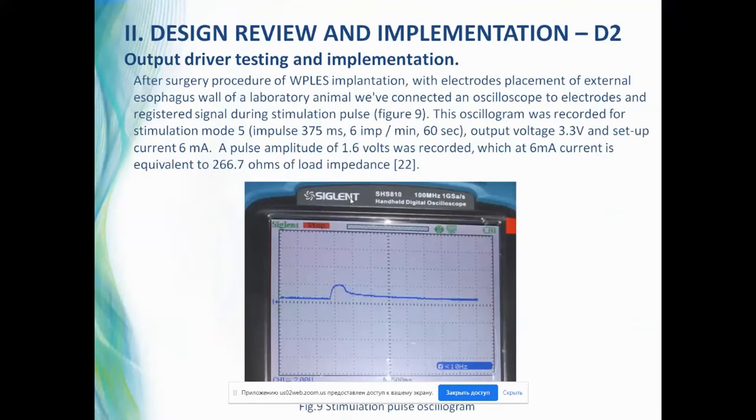And on the next slide you see the actual output on the oscillograph that was connected to the implantable stimulator prototype, and that was used during animal tests. So we just connected the oscillograph to electrodes and provided an output current of 6 milliamperes. So we could finally measure what is the load impedance in a real animal test, it is about 266 ohms. So it's inside of the allowed range of the output impedance, and it means that our schematic really works.